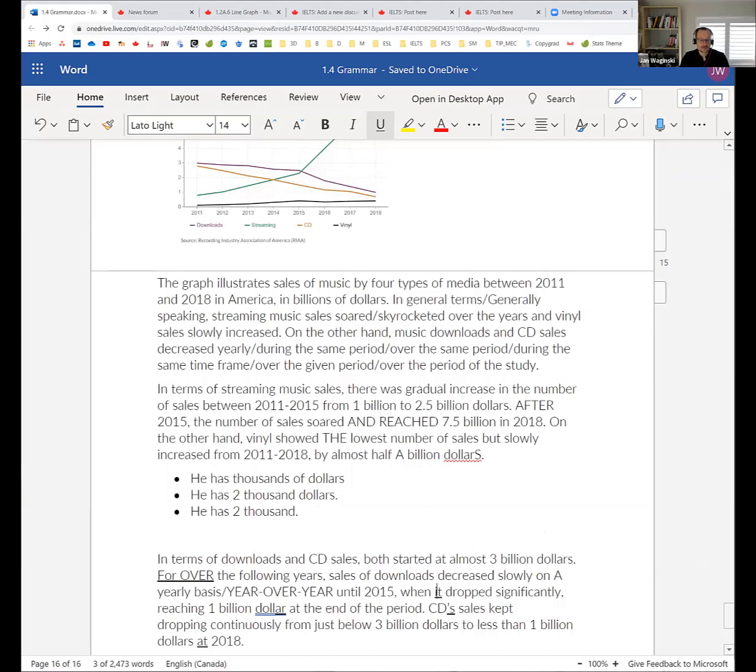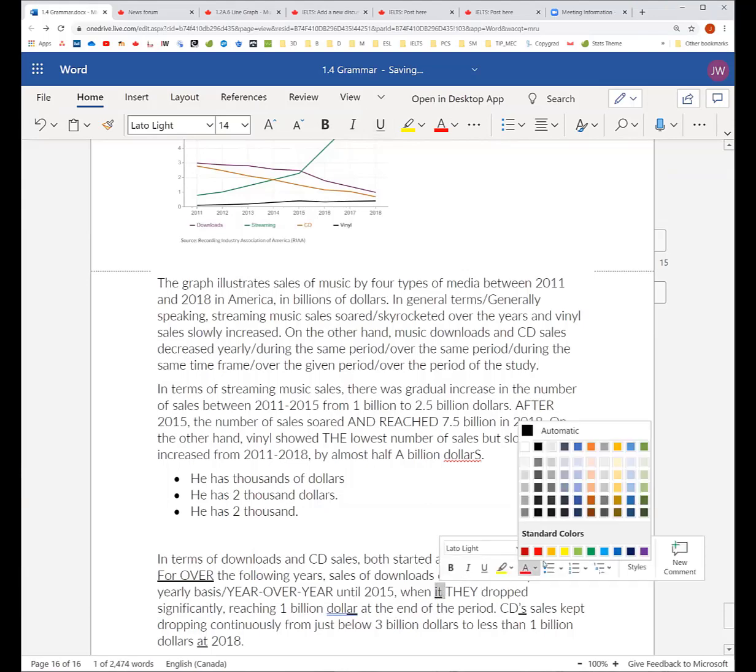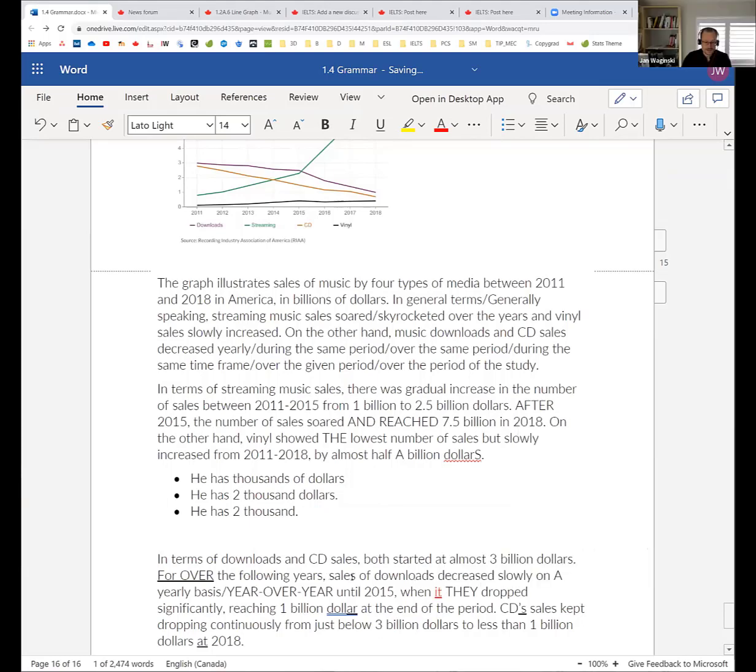So this is what I mean when I'm talking about referencing. This kind of referencing mistake basically automatically drops you to a 6 on coherence and cohesion. So we say when sales... like, when they, or when they, because it's plural. Because it's sales of downloads.